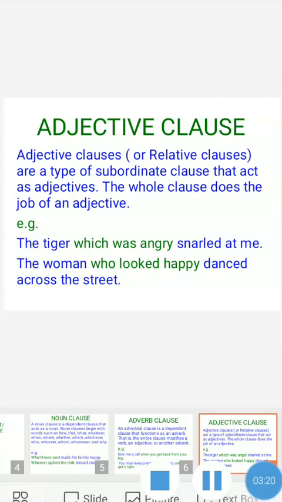The last type, adjective clause. Adjective clauses are otherwise called relative clauses. They are a type of subordinate clause that acts as adjectives. The whole clause does the job of an adjective. For example, the tiger which was angry snarled at me. The woman who looked happy danced across the street.